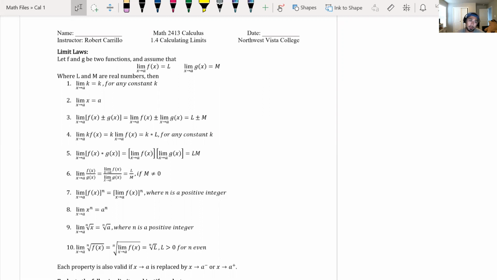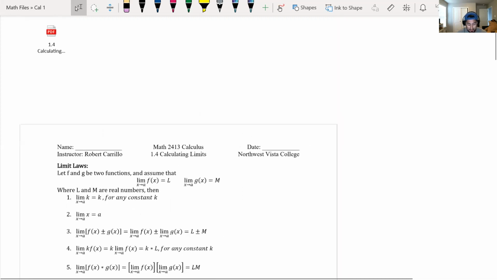Okay, before we get started, there are 10 limit laws or limit properties. Before we start, let f and g be two functions. Assume that the limit of f is equal to some number L, and the limit of g is equal to some number M, where L and M are real numbers. Then number one, the limit as x approaches some number a of k is equal to k for any constant k. What does that mean? That means that the limit of a constant is a constant. And I'll write examples down so you know what these laws are all about.